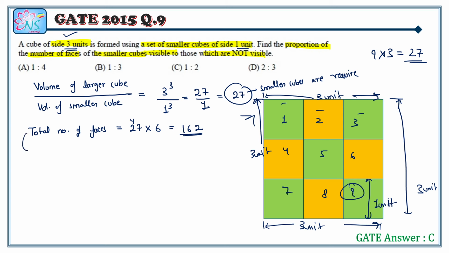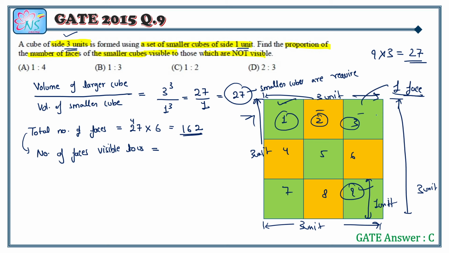Then next thing we will find is the number of faces that are visible to us. So how many faces are visible? For this one face of the cube, there are total 1, 2, 3, 4, 5, 6 up to 9 faces visible to us. Okay, for one face of the cube. And you know that there are total 6 faces of this larger cube, and each one has 9 faces of these smaller cubes. So 9 times 6 will be 54. Okay, so there are total 54 faces of the smaller cube that are visible to us.